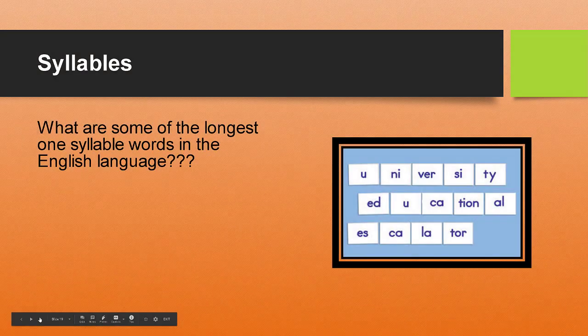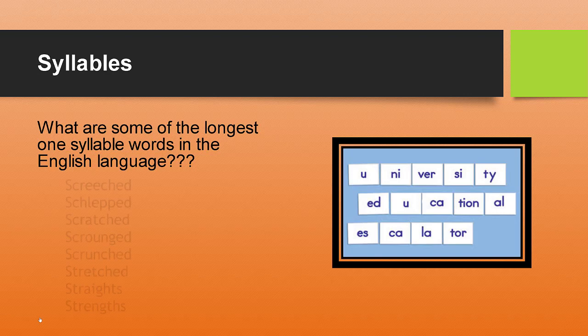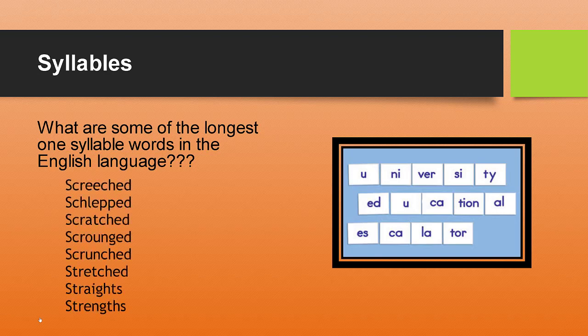So let's look at some of the longest one-syllable words. Often we think of one-syllable words as being a CVC pattern, having 2 to 4 letters, for example. But let's look at these one-syllable words. Screeched, slept, scratched, scrounged, scrunched, stretched, straits, and strinks. Notice those are all one-syllable words, but notice that they have many more letters. We see 1, 2, 3, 4, 5, 6, 7, 8, 9 letters that comprise one syllable.